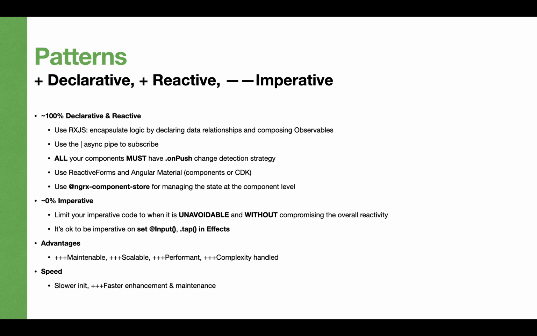And the way to do that is using RxJS, of course. RxJS is the go-to library for declarative and reactive code. It enables us to encapsulate the logic by declaring data relationships into observables that we can then compose and scale the complexity to an almost infinite level. And still, the complexity will be handled by the relationships that we define between the data. Okay, so when one stream changes, the entire data will follow all the relationships and will update.